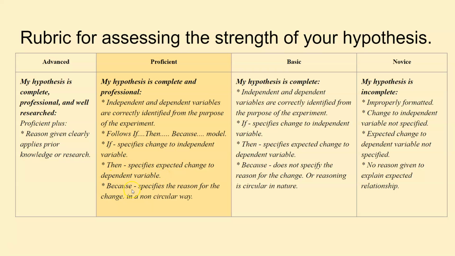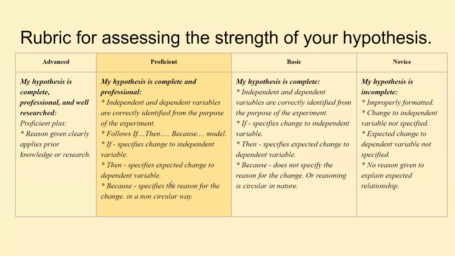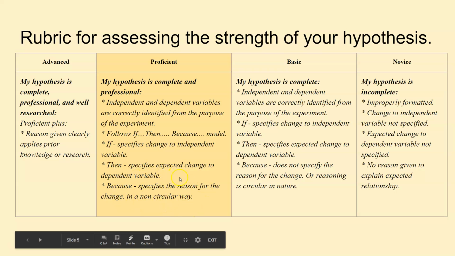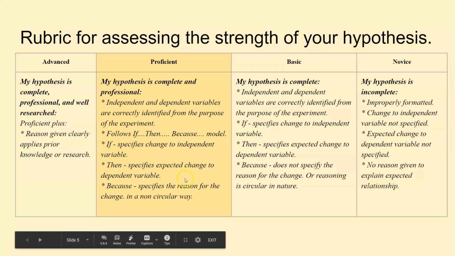And then your because needs to explain why it will be changing or what will be happening, and in a non-circular way. This means in your because statement, you should not be re-mentioning anything you said in if and then. We're going to do a little bit of work with this in the follow-up Google form, where I'm going to have you practice writing the hypothesis for the next lab that we're going to run.